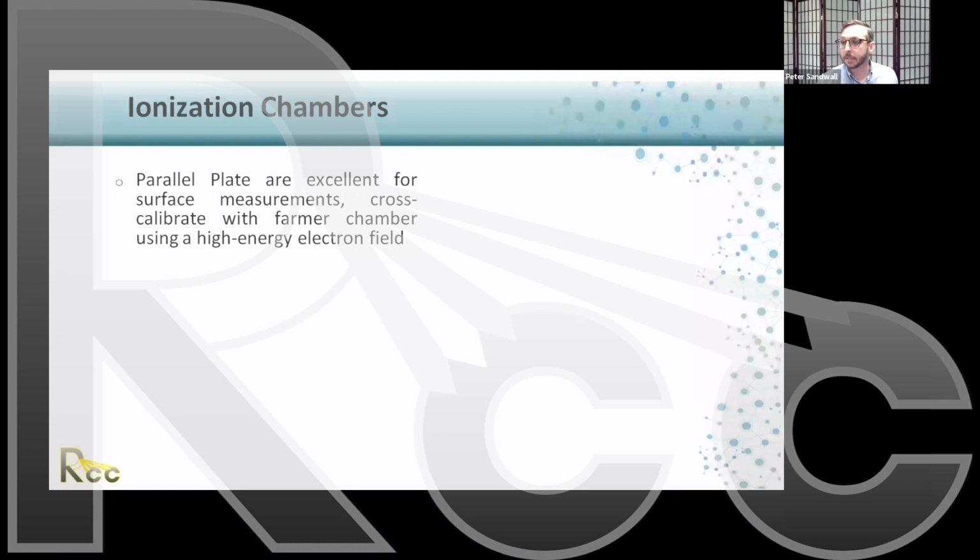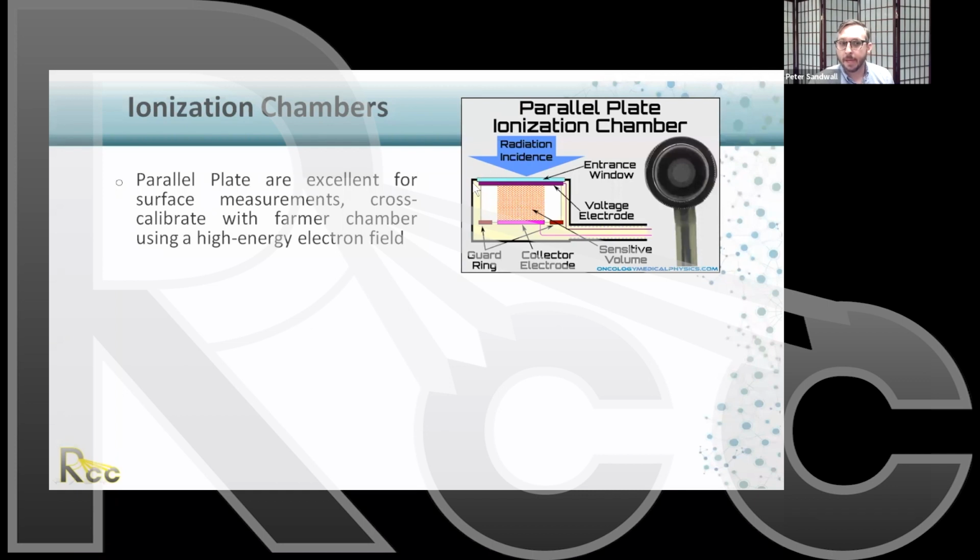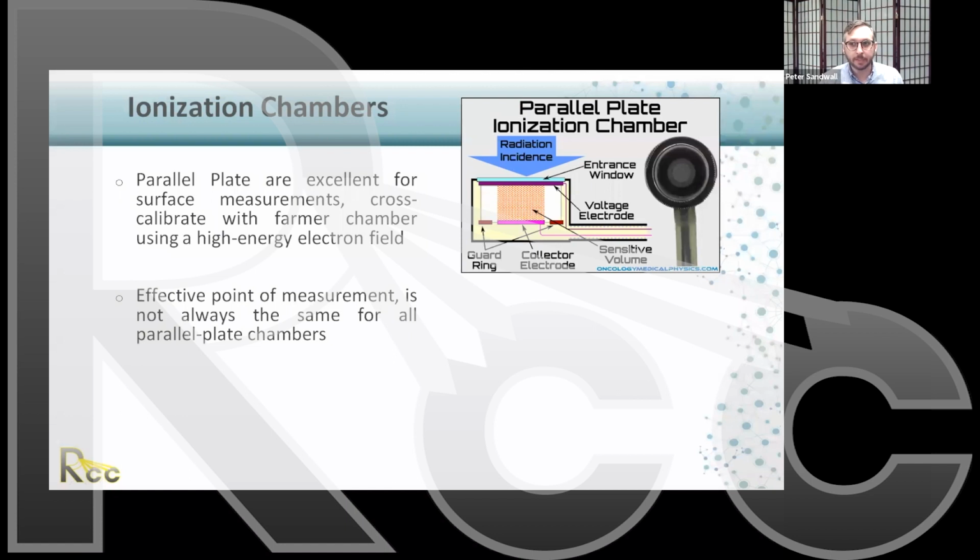Parallel plates are also ion chambers. They're great for surface measurements. They are recommended for low energy electrons. Little chambers get you pretty good, but you can cross calibrate a parallel plate with a high energy electron beam. The cool thing about them is their point of measurement is near the top, near the entrance window. That effective point of measurement may vary depending on the manufacturer. So again, this goes back to knowing your detector. You can have one that looks exactly the same, but they may be different underneath.